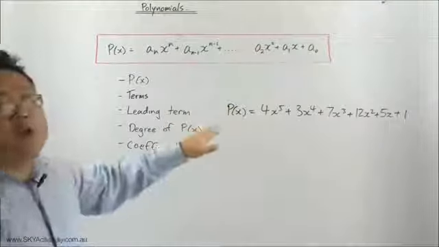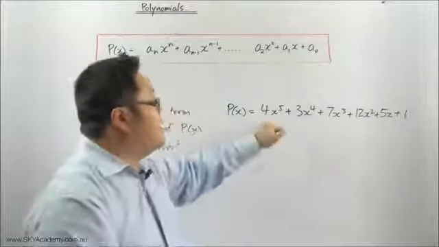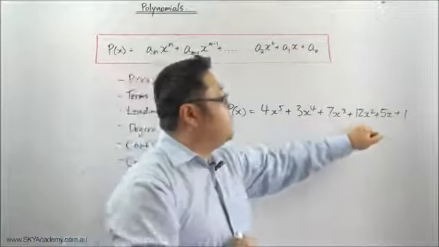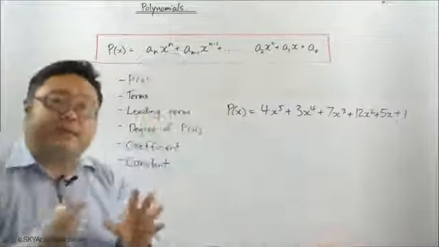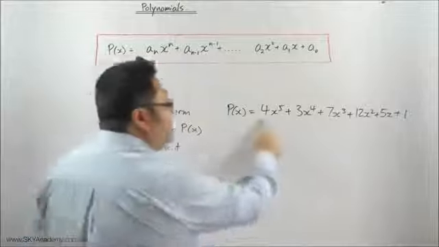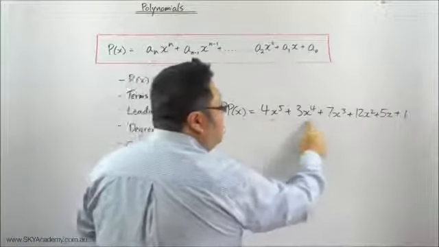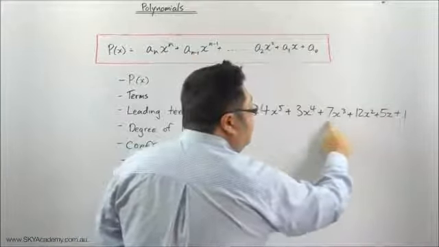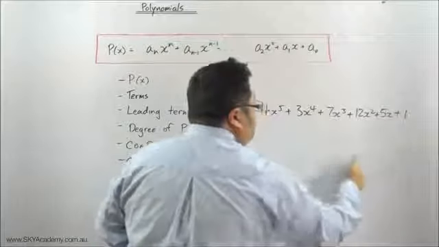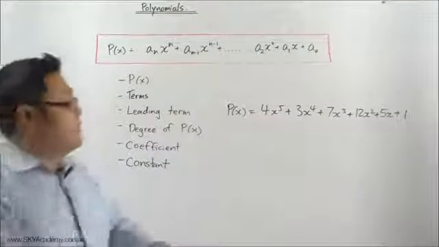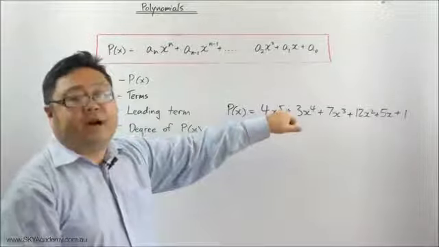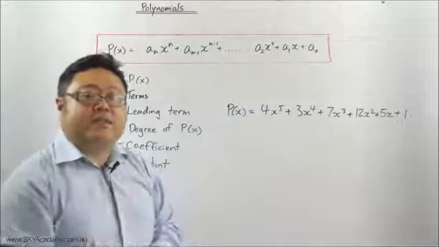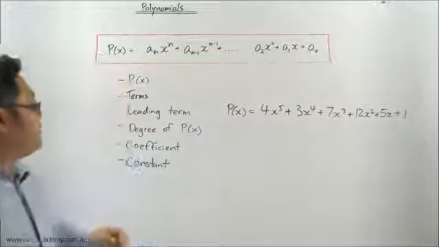In this particular polynomial, how many terms are there? There's 1, 2, 3, 4, 5, 6. There's 6 terms in this polynomial. This would be one term, this would be another term, this would be a third, fourth, fifth, and sixth term. Does that make sense? So if it goes to the power of 5, there will be up to 6 terms in the polynomial. Does that make sense?